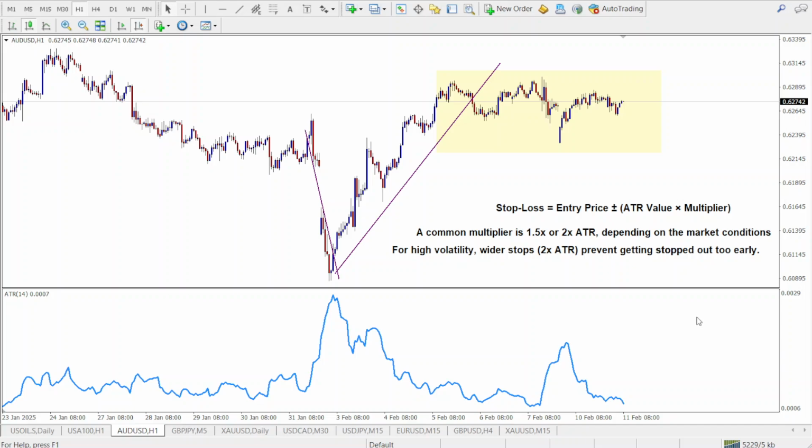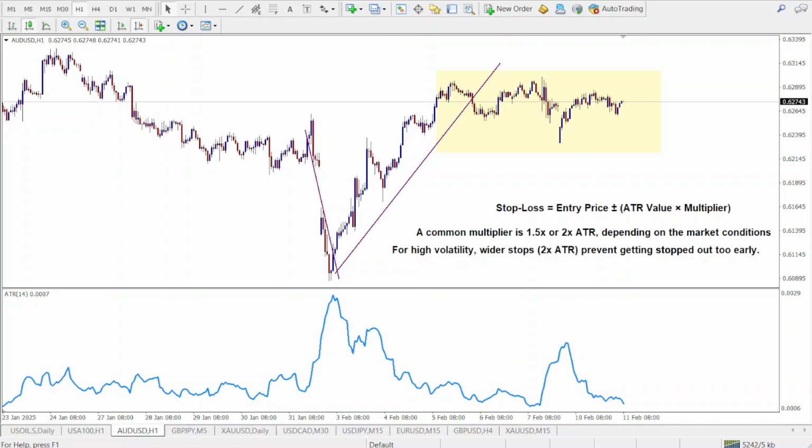Okay, so that's for higher volatility. For higher volatility, you can use the 2 times ATR. Then for lower volatility, you can use tighter stops. You can use the 1.5 ATR to help you manage your risk.